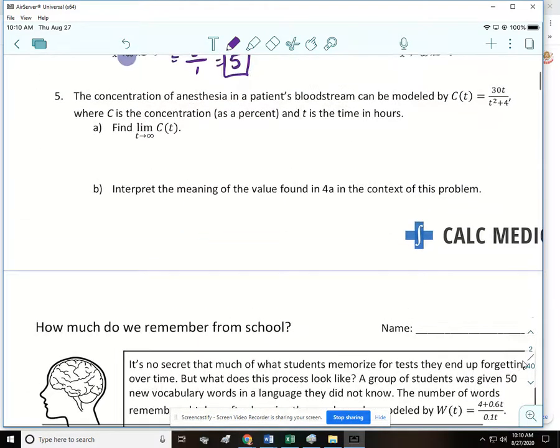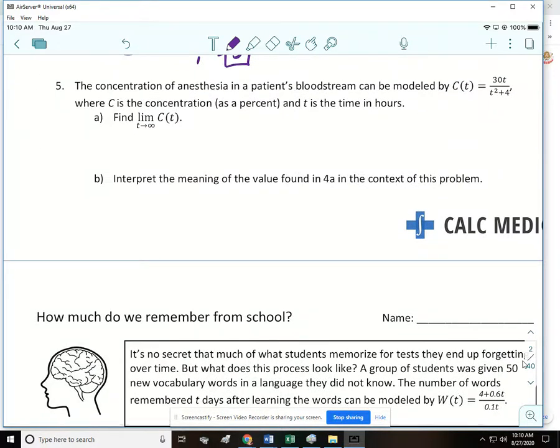Okay. So for number 5, we know that the concentration of anesthesia in a patient's blood stream can be determined by that function, where C is the concentration as a percent and T is time in hours. We want to find the limit as t approaches infinity of c of t. So that's telling us to find the horizontal asymptote.